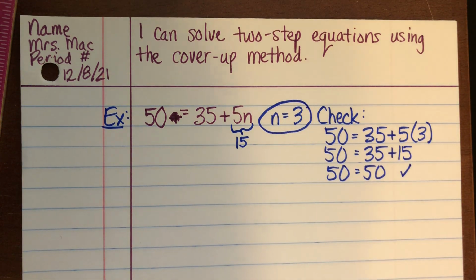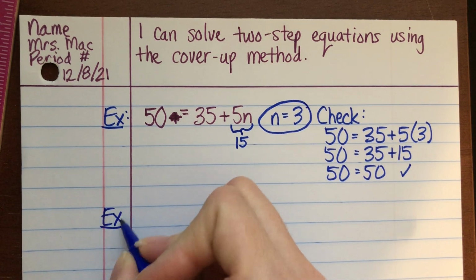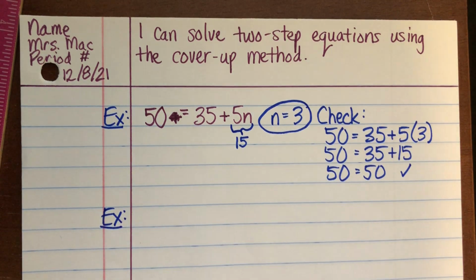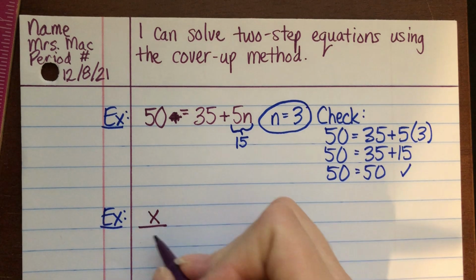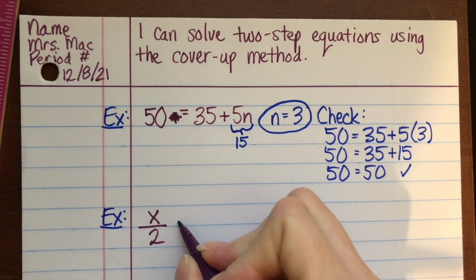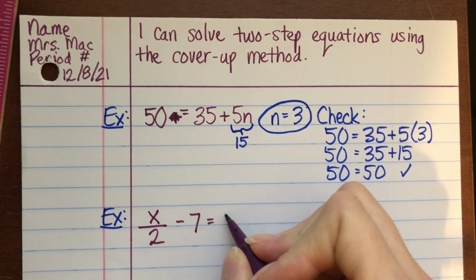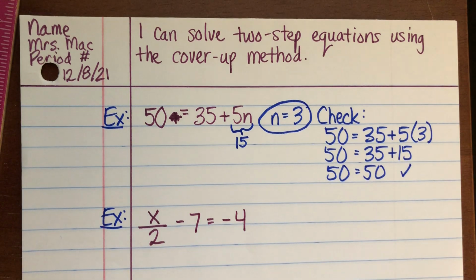Okay. Let's take a look at another type of problem that you're going to see, and I'll show you how to use the cover-up method for it. Let's do x divided by 2 minus 7 is equal to -4. Okay.